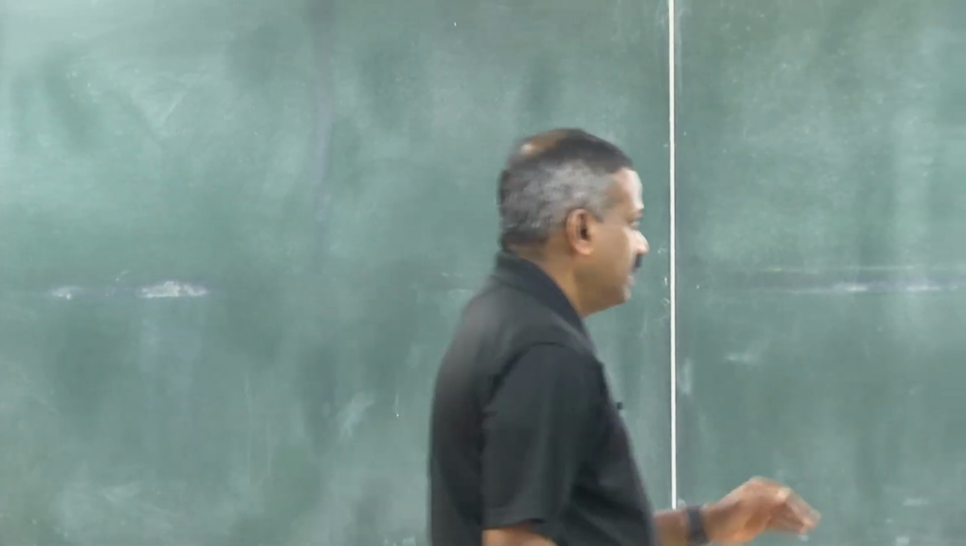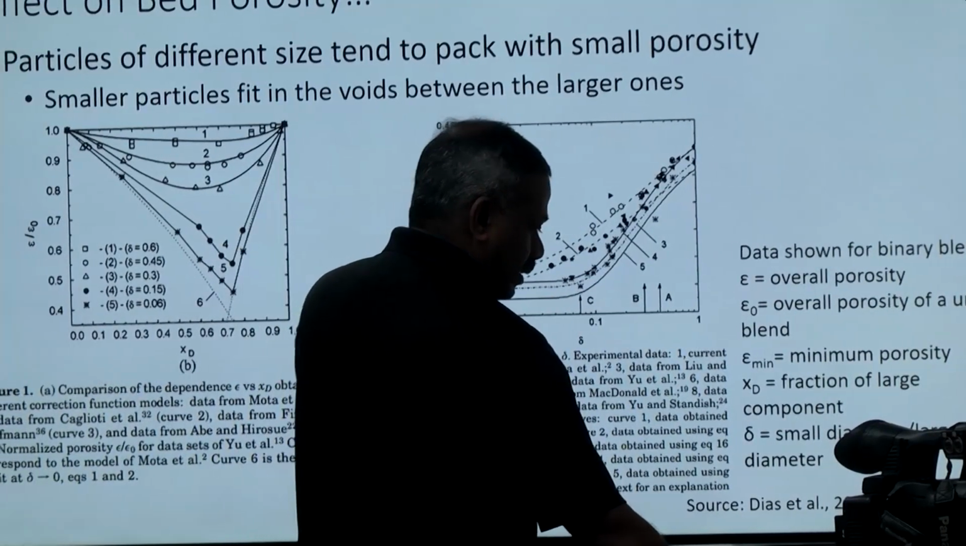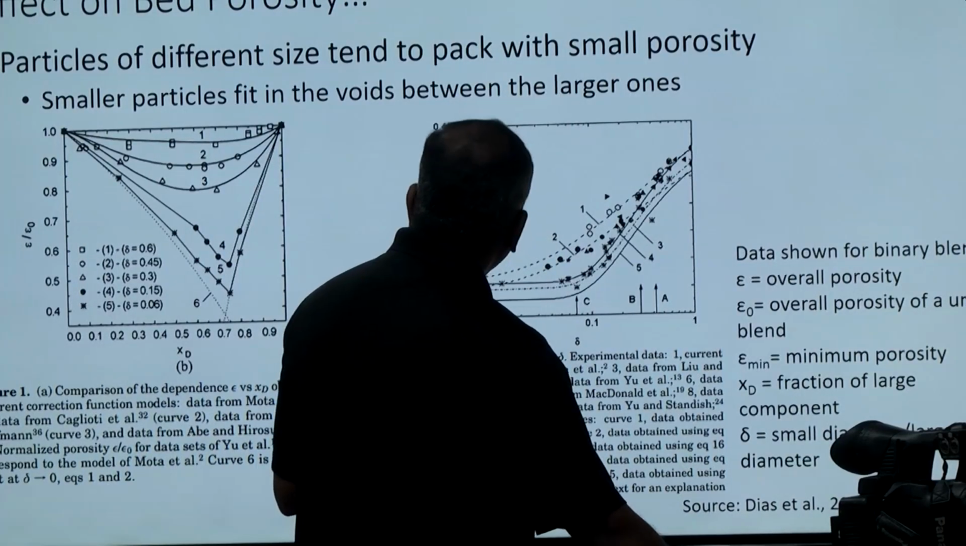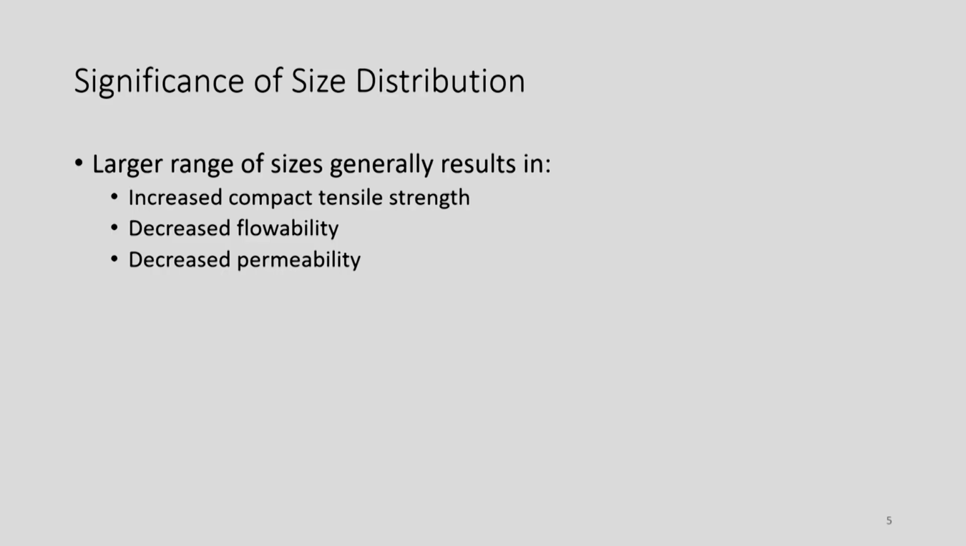So in general, if the particle size distribution is wider, it will decrease the porosity, or the bed porosity. A larger range of sizes also increases the strength of the compacts. Is anyone working on compacting powders, compacts? No one. So how does a distribution increase the strength of compacts?